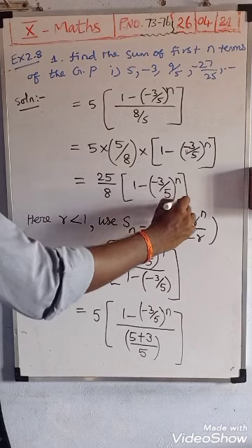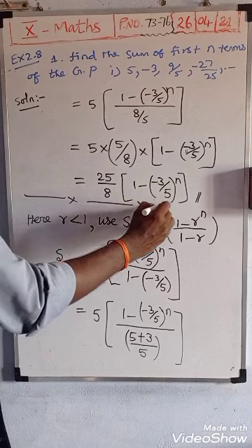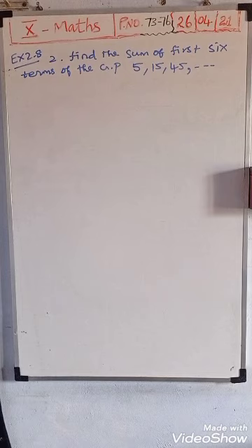Okay, this is the answer. Up to n terms of the given geometric progression, the sum is 28/25 × 8 × (1 − (−3/5)^n). Okay, this is the answer. That's all. Next, see the second question.